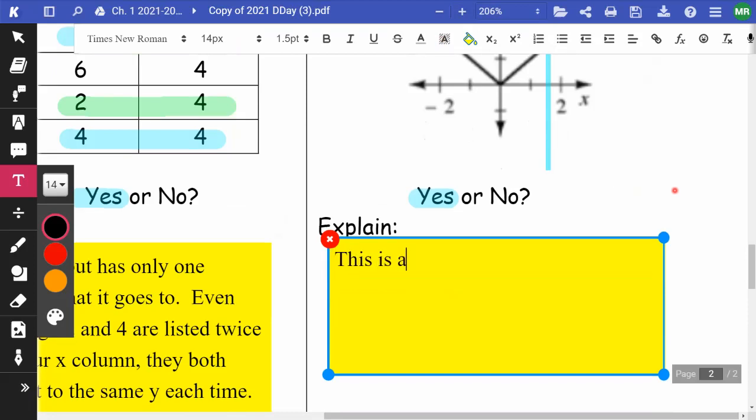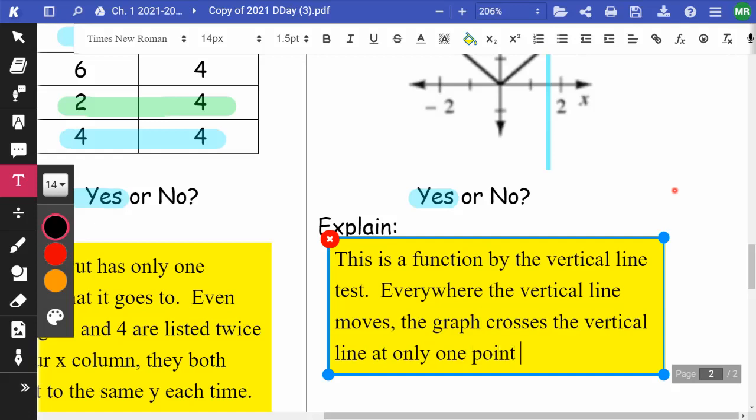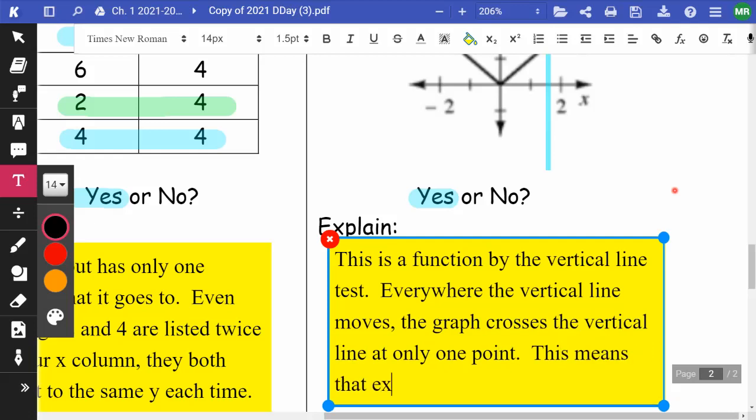This is a function by the vertical line test. Everywhere the vertical line moves, the graph crosses the vertical line at only one point. This means that each x has only one y value.